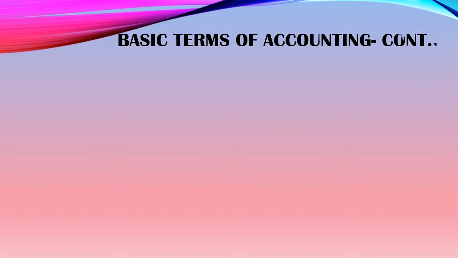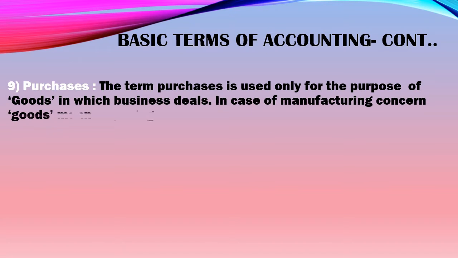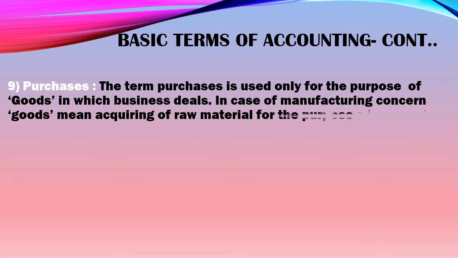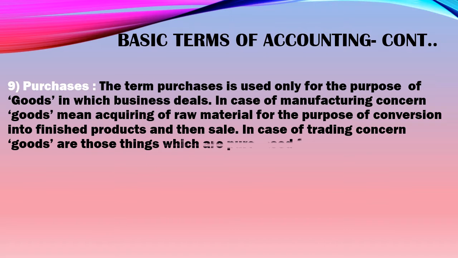We are continuing with the basic terms of accounting from Unit 1, Evolution of Accounting and Basic Terms of Accounting. Today we'll learn the 9th point, purchases. The term purchases is used only for goods in which the business deals. In case of a manufacturing concern, goods mean acquiring raw materials for the purpose of conversion into finished product and then sale. In case of a trading concern, goods are those things which are purchased for resale.